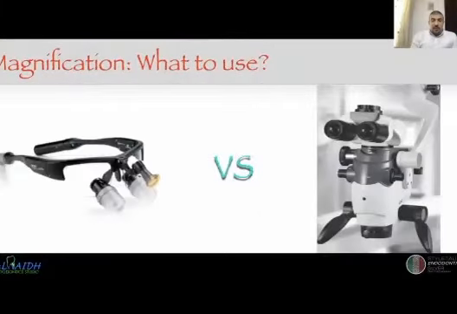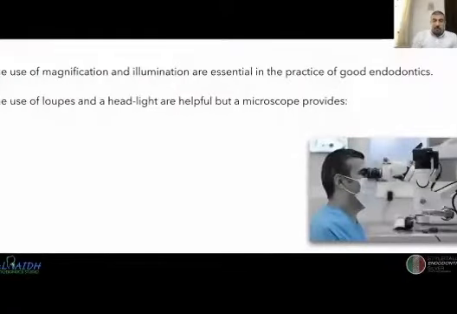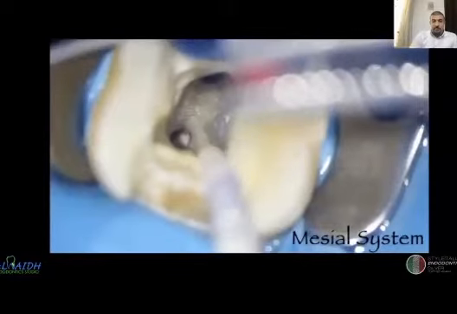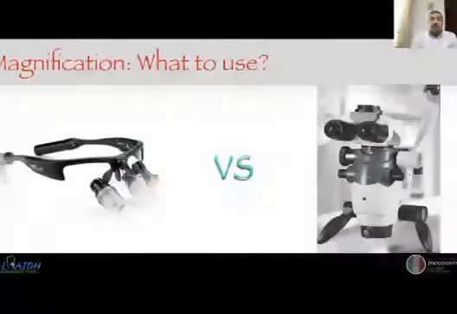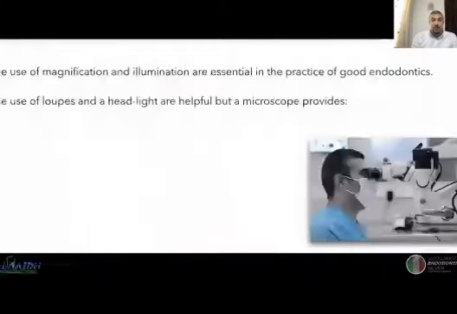So basically, magnification consists of two parts. We have two types of magnification. We can use the dental loops or dental microscope. So what is the difference? Which one we should use?